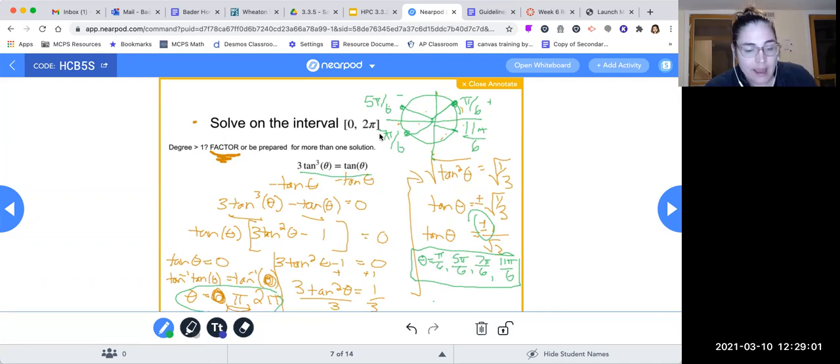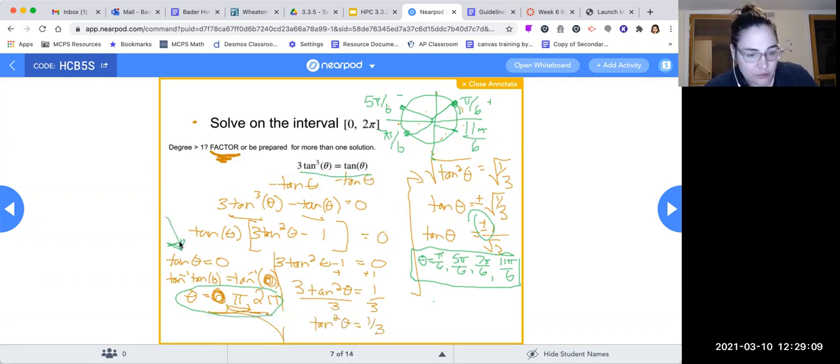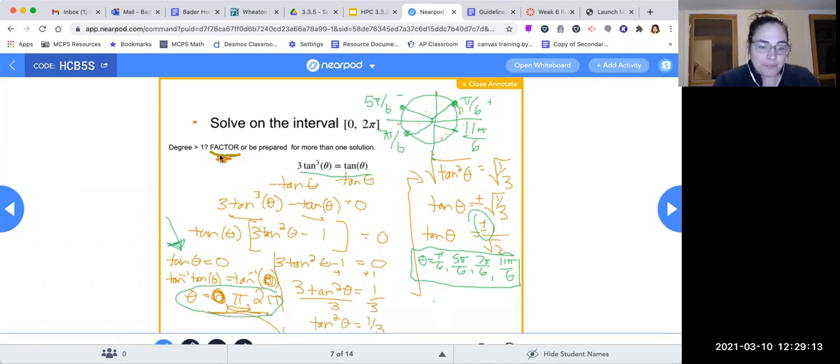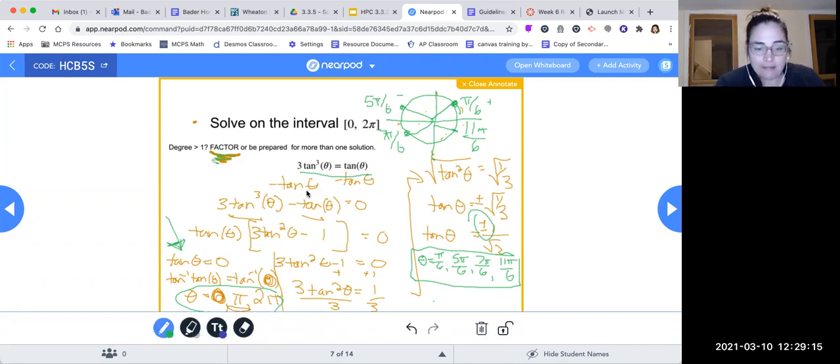Now, if you had divided both sides by a tangent of theta to simplify it, you would completely miss this solution. So it's really important to remember to factor and not lose sight of that. You can't just divide by tangent of theta to get rid of it. You really want to make sure that you account for it when you're solving.